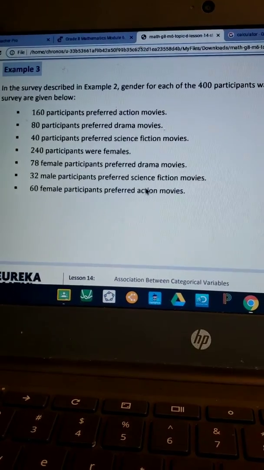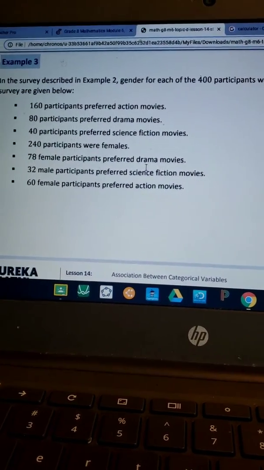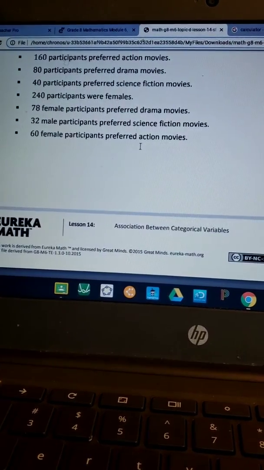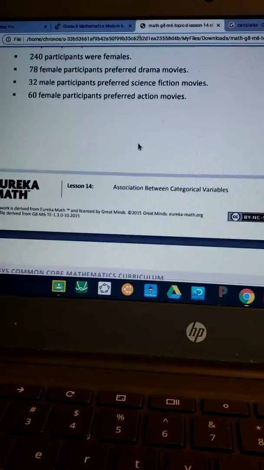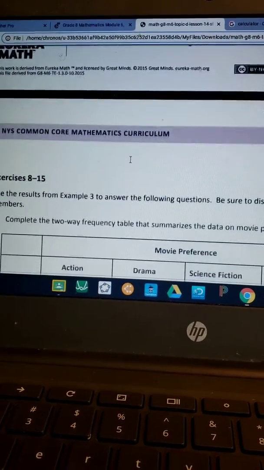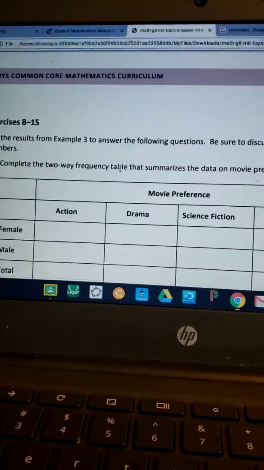So what I want you to do is I want you to pause the video, and I want you to take this information, and I want you to fill in the chart, okay? When you unpause the video, I will show you the answers, and let's see how well you did, okay?